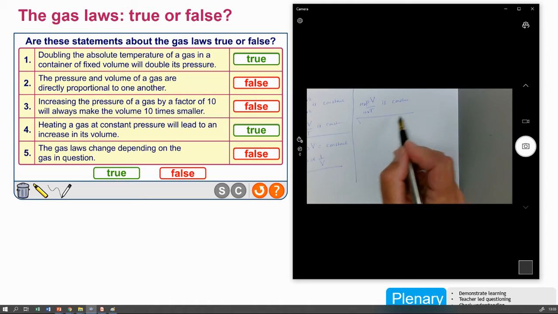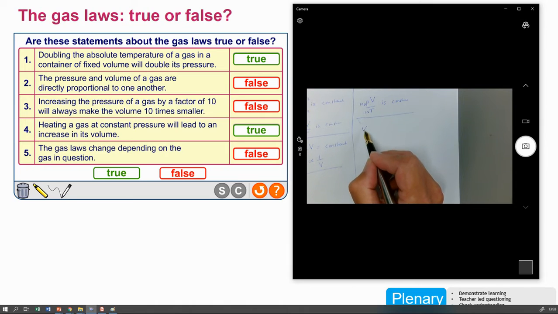Next one. Heating a gas at constant pressure will lead to an increasing volume. So the pressure is constant, okay, and we're heating the gas, so this law applies. Volume over temperature is constant. So therefore, if we increase the temperature, we increase the volume. Does that make sense? Makes sense to me, because we have a fixed pressure.